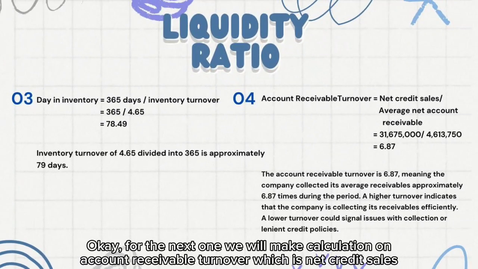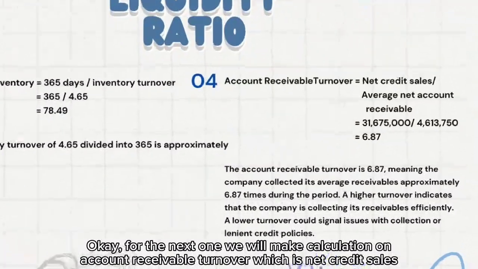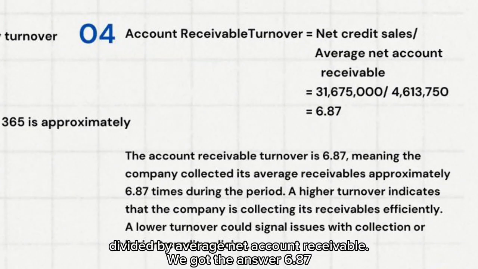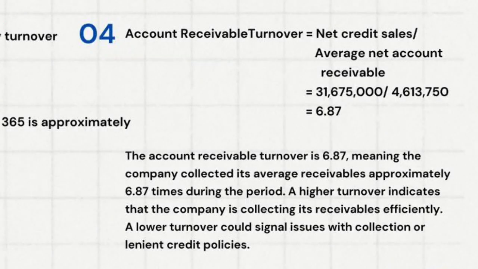For the next one, we calculate the account receivable turnover, which is net credit sales divided by average net account receivable. We got the answer 6.87. The account receivable turnover is 6.87, meaning the company collected its average receivable approximately 6.87 times during the period. A higher turnover indicates that the company is collecting its receivables efficiently. A lower turnover could signal issues with collection or lenient credit policies.